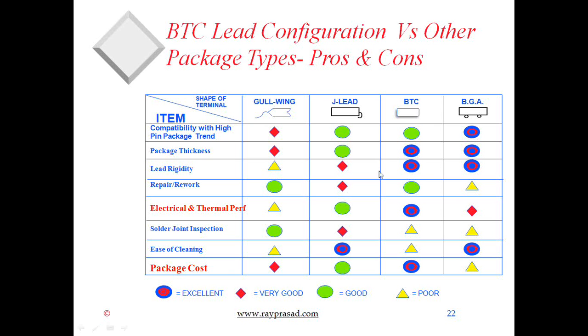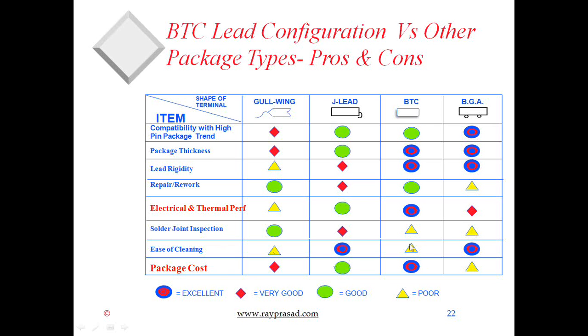Lead rigidity, again, very good. Excellent for BTC and BGA. Gullwing is worse. Repair, rework, everybody is good except BGA is terrible. BTC is not very good, it's good, not as good as some of the other packages. Electrical performance, you can see that Gullwing is worse and BTC is the best when it comes to electrical and thermal performance. And inspection, however, BTC is pretty bad, just like BGA.